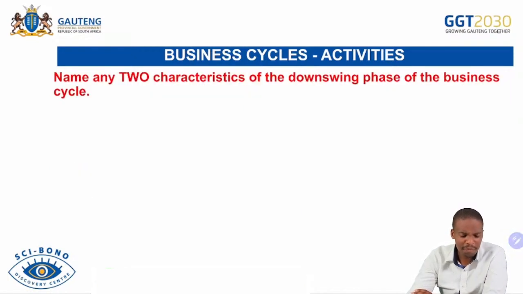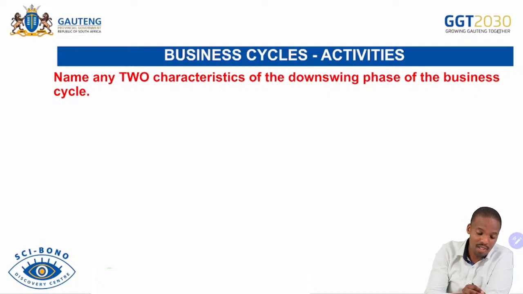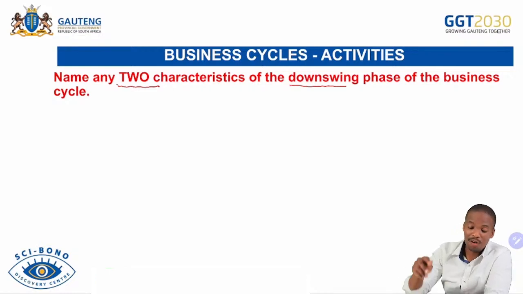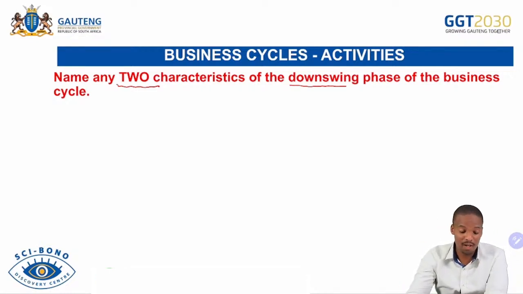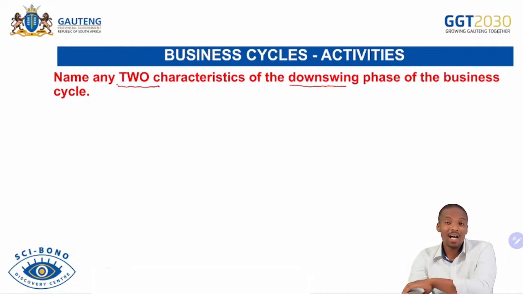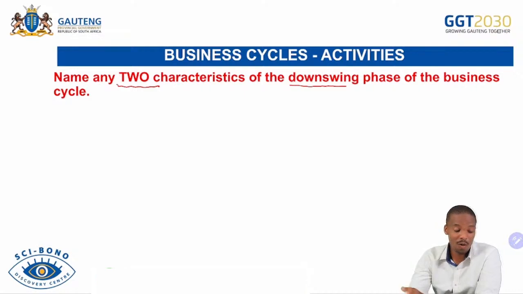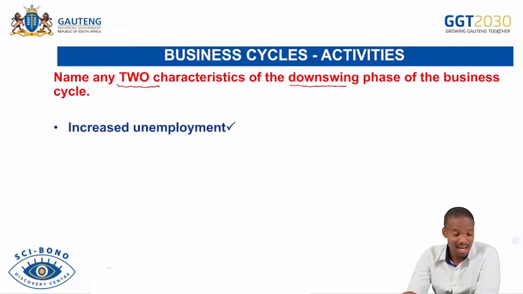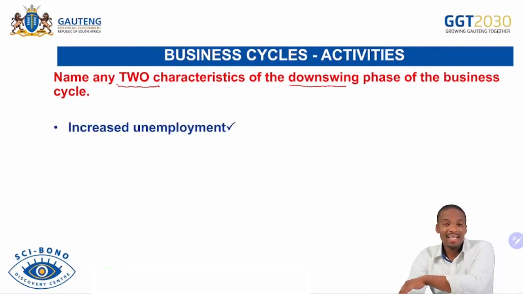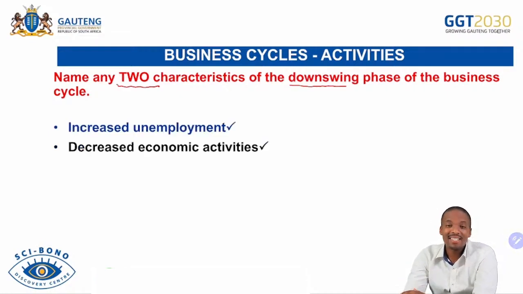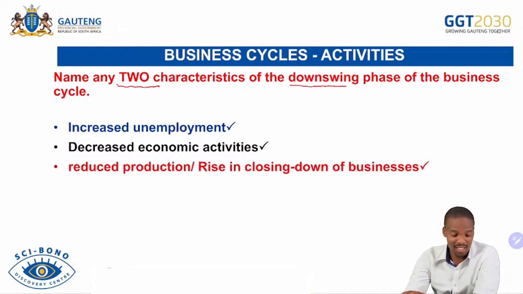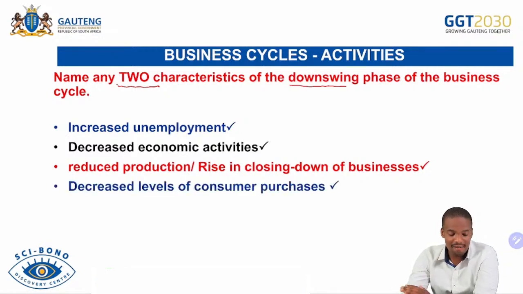Then the next question: name any two characteristics of the downswing phase of the business cycle. You are asked for characteristics not of business cycles, but of the downswing. From your lesson, you will know that downswings are associated with what? Here are the possible answers: an increase in unemployment, a decrease in economic activities, reduced production, a rise in the closing down of businesses, and decreased levels of consumer purchases. Those are associated with the downswing.